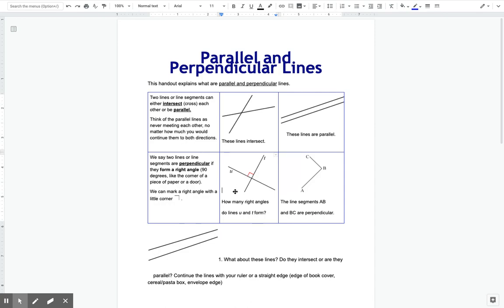Perpendicular is a very specific kind of intersecting lines. When these two lines meet, they form a right angle, or 90 degrees. And this symbol in the corner tells us that. It tells us that someone has measured it, and this angle right here is 90 degrees. It also means that this angle over here is 90 degrees, and that this angle over here is 90 degrees, and that this angle over here is 90 degrees. Okay.